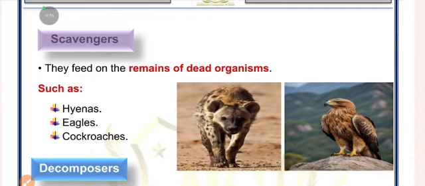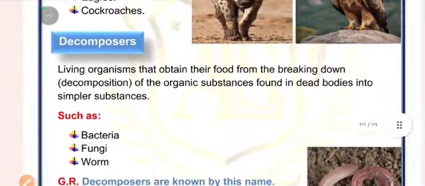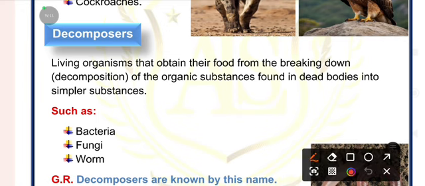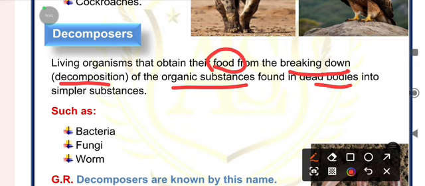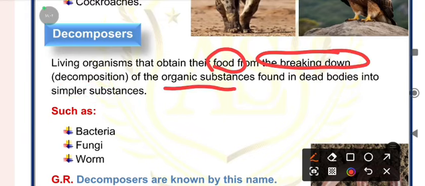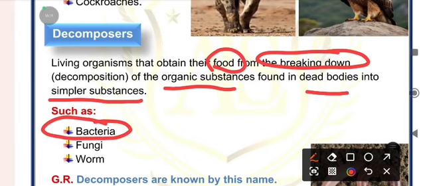The last type of living organism is decomposers. Decomposers are living organisms that obtain their food by breaking down, or decomposition of, organic substance or dead bodies into simpler substance. So the decomposers break down the organic substance inside the dead bodies into simpler substance and return them back to the soil. Okay, such as bacteria, fungi, worms. They are decomposers that eat organic substance inside the bodies of living organisms or dead bodies.